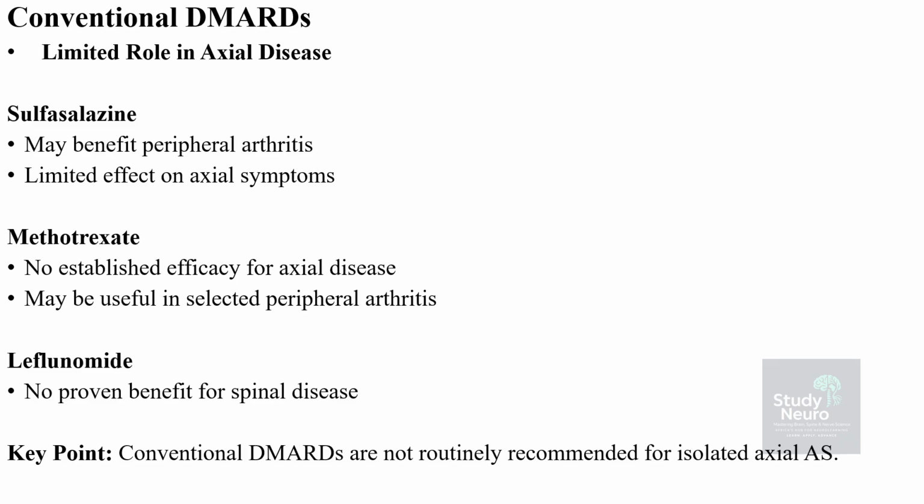The distinction is important. For patients with isolated axial ankylosing spondylitis, conventional disease-modifying anti-rheumatic drugs are therefore not routinely recommended. Their use is mainly considered when clinically significant peripheral arthritis is present.